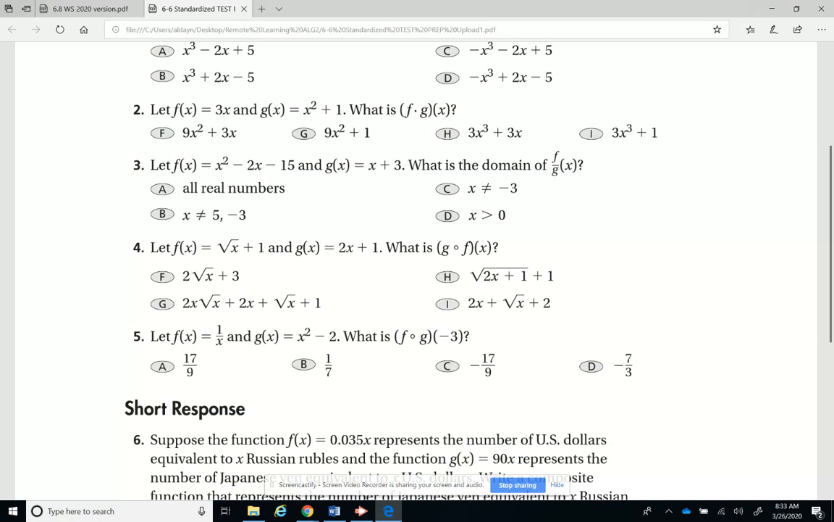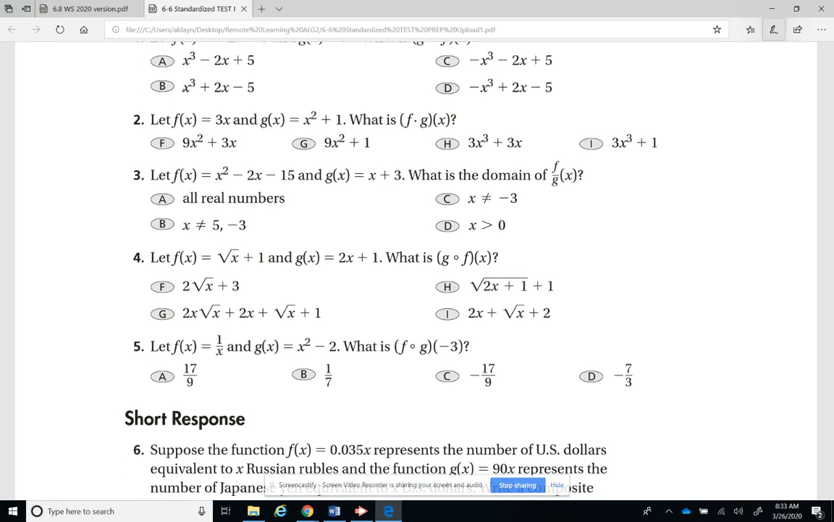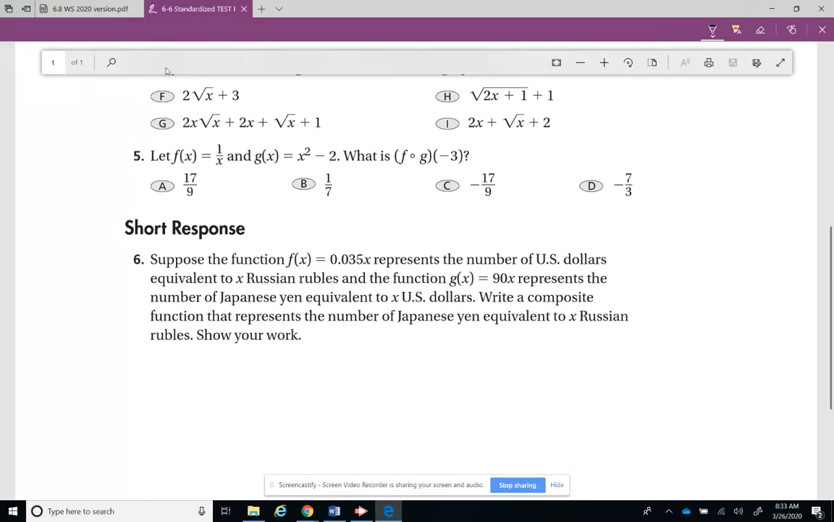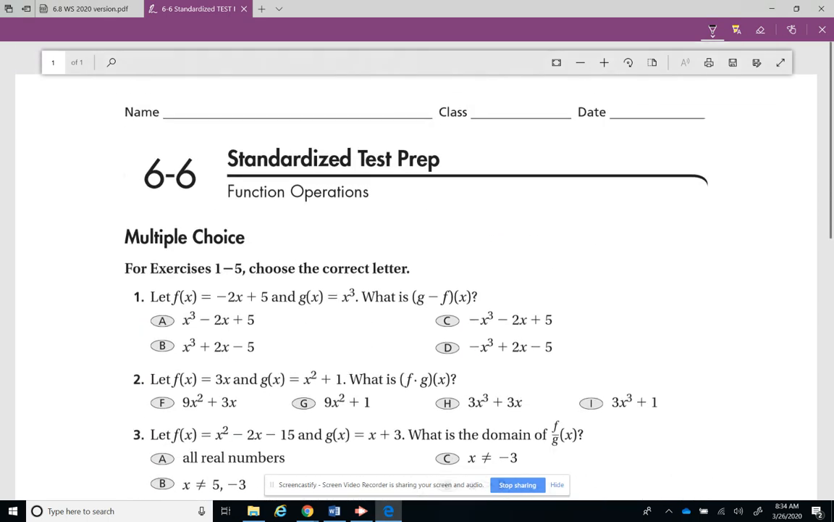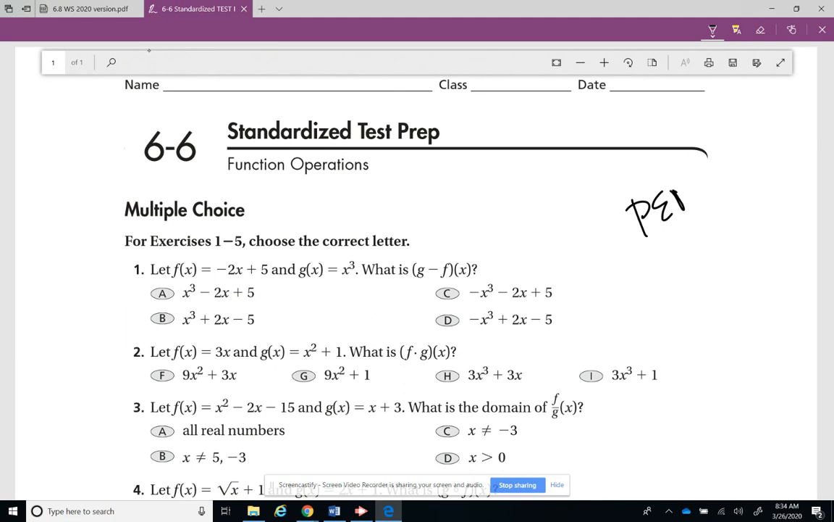And you would have done numbers 1 through 5. And then at the bottom, you would have put, I watched the videos, took notes, and did my homework. And then you're going to sign your name if you did that. Okay? And then you upload that. Now remember, you're writing in pen. You are circling whatever your answer is in pen.